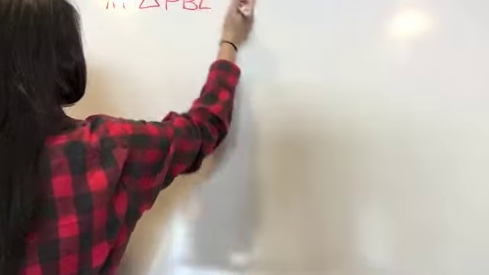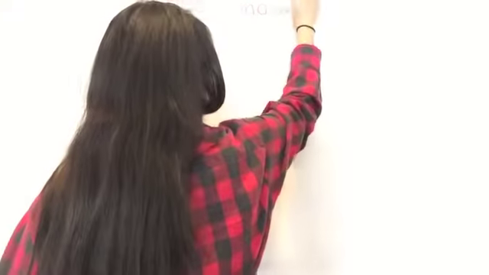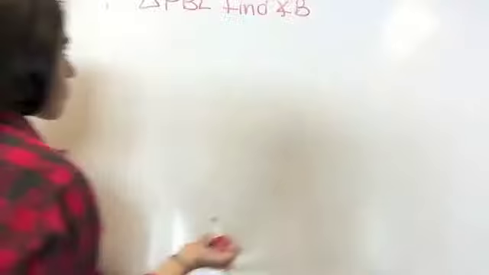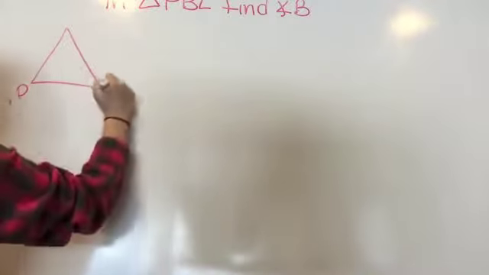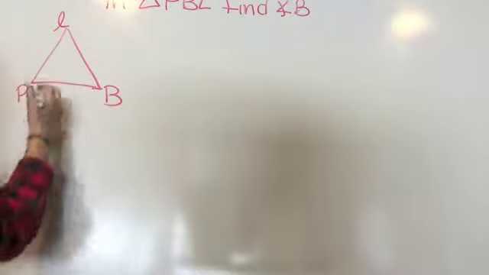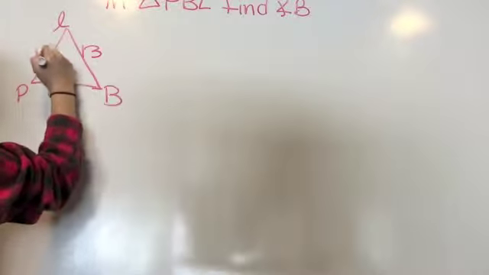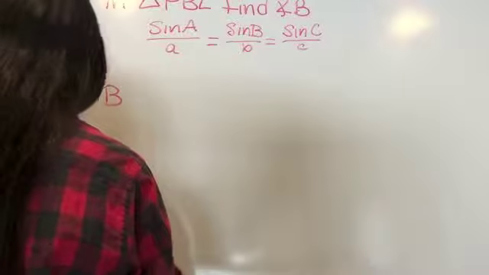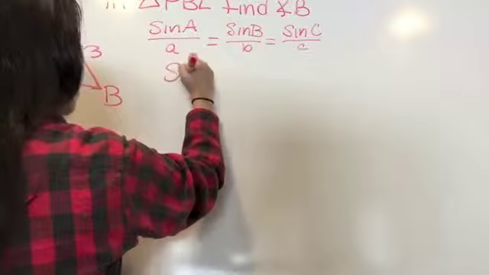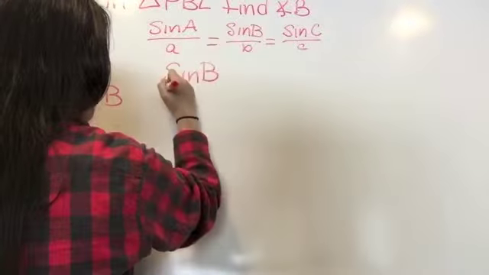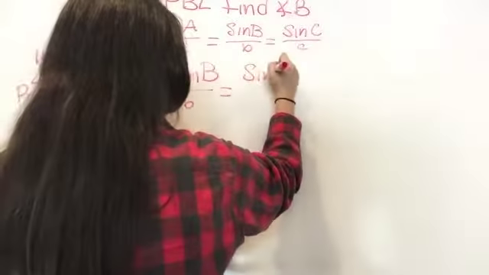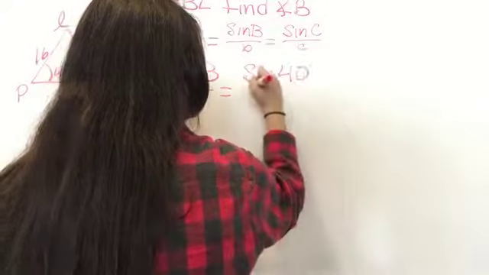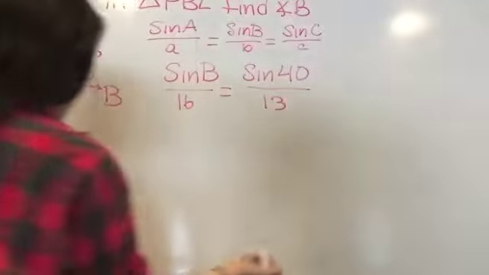Next, we will do a law of sines example. In triangle PBL, find angle B. This triangle is an example of an angle-side-side triangle because we are given an angle and two sides. We will begin by writing out the law of sines. Then we will fill in our corresponding values according to our triangle. So sine b over 16 equals sine of 40 over 13.